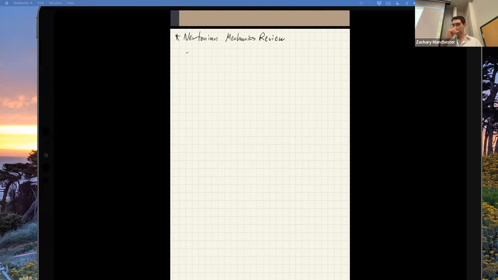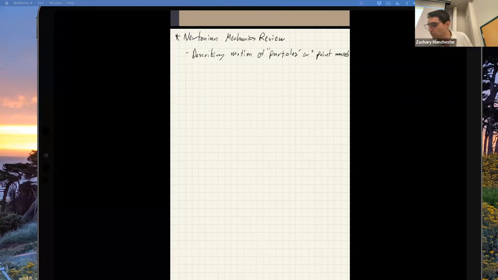Okay, so the Newtonian mechanics thing, the classic F equals MA thing, is really about describing the motion of particles, AKA point masses. What we mean by this is things that have mass but no physical extent, no volume, just infinitesimal little points of mass. That's what F equals MA is about.